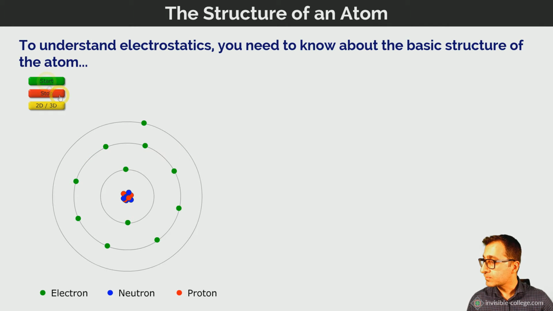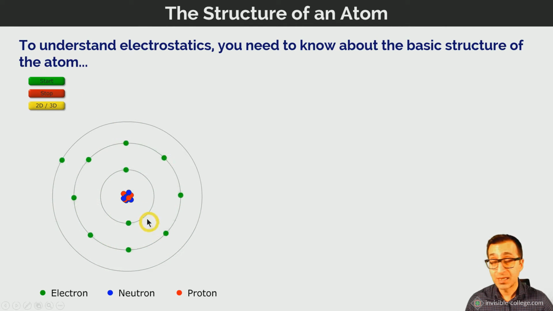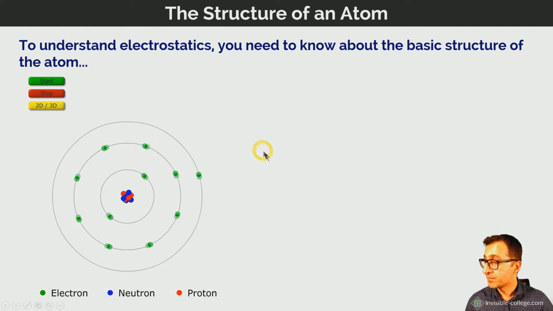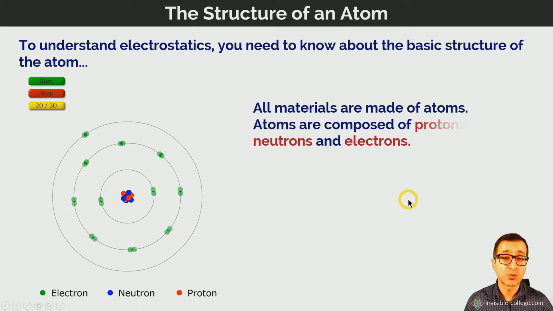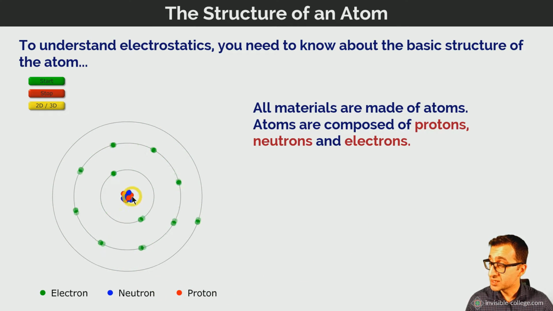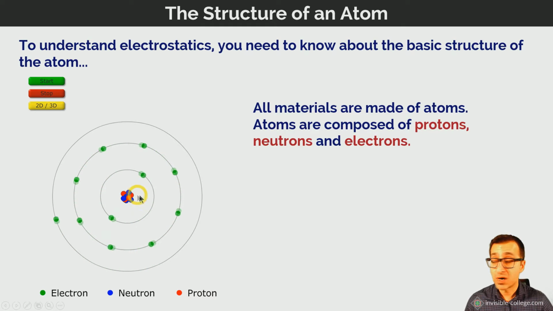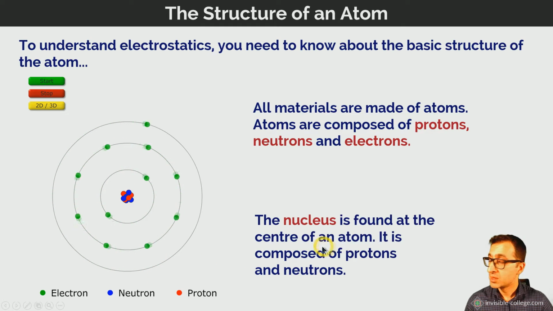Atoms are typically modeled using diagrams like this one. You have a small central nucleus containing most of the mass of an atom, and the nucleus is made up of particles called neutrons and protons. The electrons are tiny particles which orbit the nucleus in specific energy levels at specific distances from the nucleus. So all matter is made up of atoms. Atoms are composed of protons, neutrons, and electrons, and the nucleus is the portion of the atom in the center where you find the protons and the neutrons.